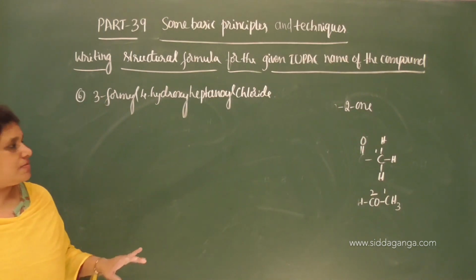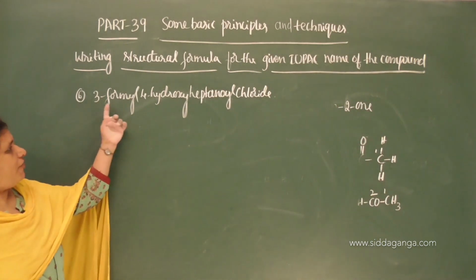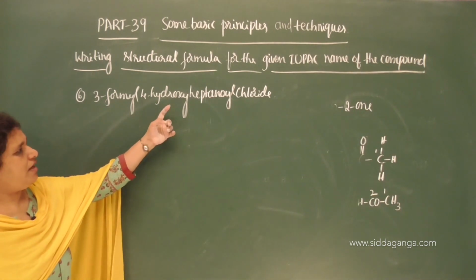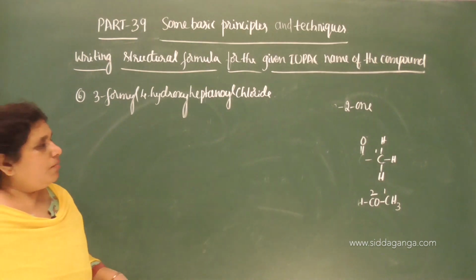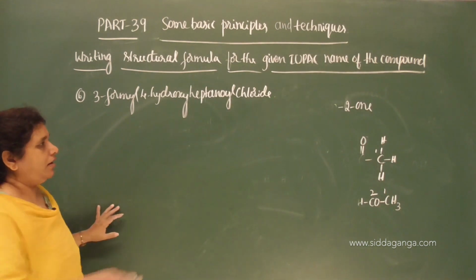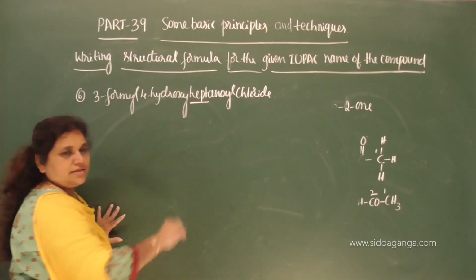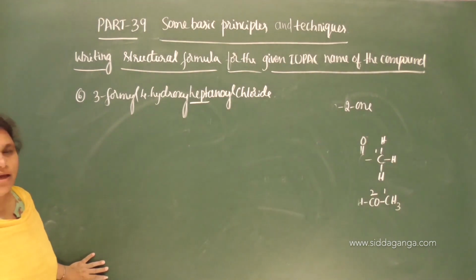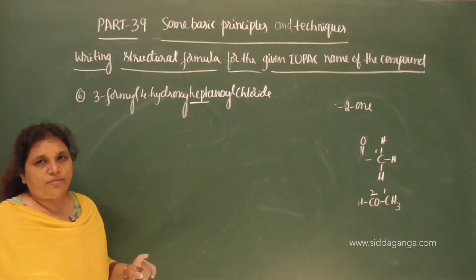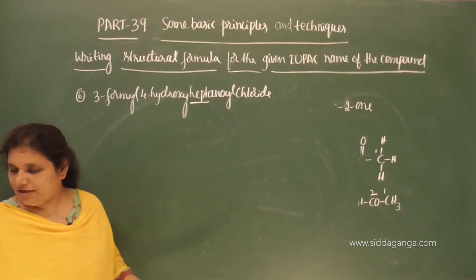The compound is 3-formyl 4-hydroxy heptanoyl chloride. Now, move on to the root word. Hept is the root word, an is the primary suffix, heptane, meaning only single bonds between the carbon atoms.